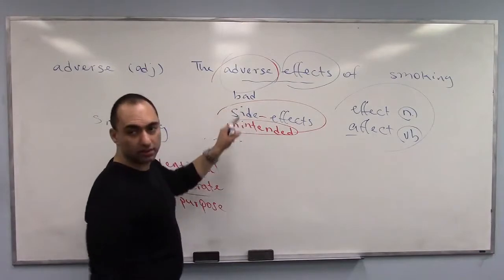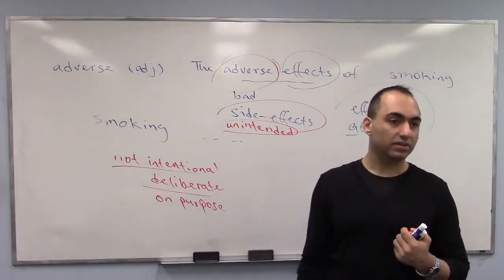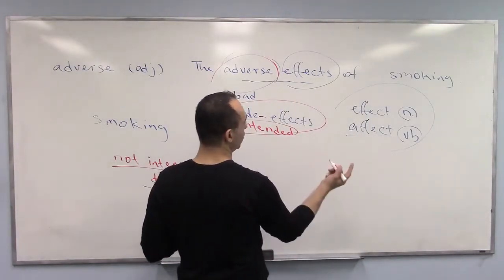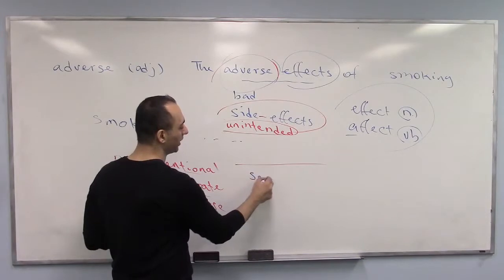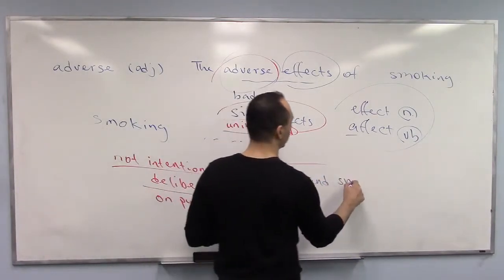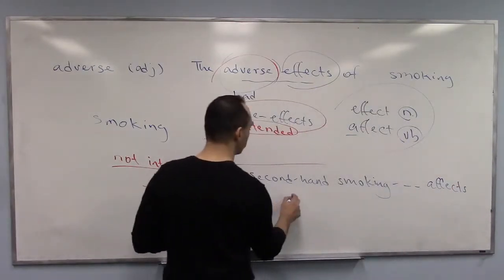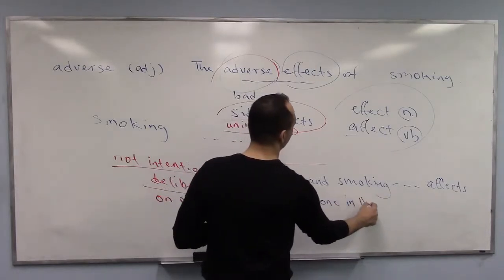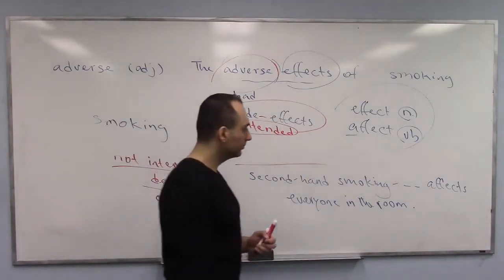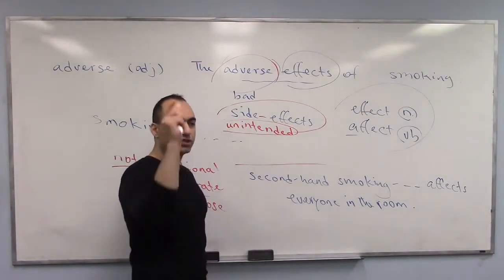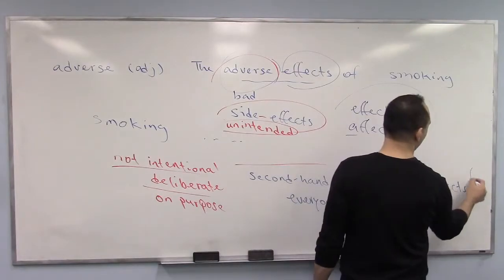To affect. If something affects me, can I say affects on me? Can you say something affects on me? Something affects me. It affects me. Remember, if something affects you, secondhand smoking affects everyone in the room, and more so than the smoker himself or herself. So it affects you, it affects me, it affects everyone. Now, affect, you don't need a preposition after affect. Affect, no preposition.